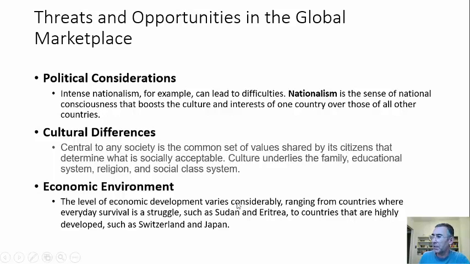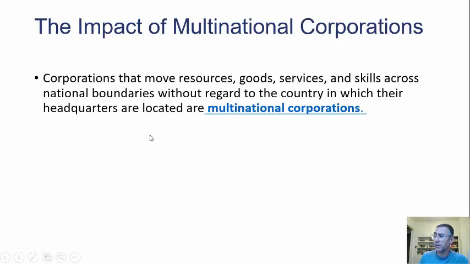And of course the economic environment, right? So some countries are really, really struggling. If you look at the GDP around the world and you find some of the poorest countries, right? Somalia is probably ranked at the bottom. There's a lot of Sudan, South Sudan. Eritrea is another one. Anyway, it's showing you that the economic development plays a huge role there as well in threats and opportunities. Multinational corporations.